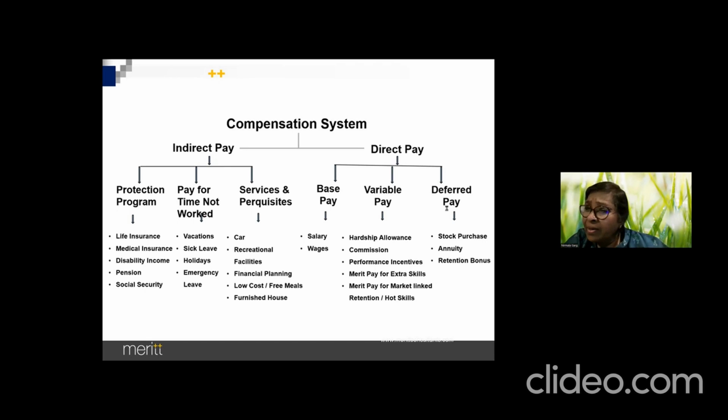Over and above, people are giving. In fact, after COVID, I think the medical benefits have increased humongously. Okay. Then again, when we are talking about pay for time not worked, you know what is mandatory, you have to give: maternity, earned leaves, etc.